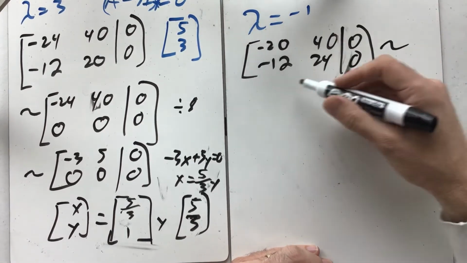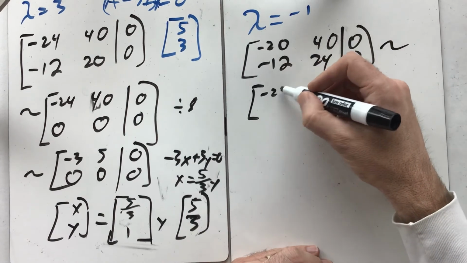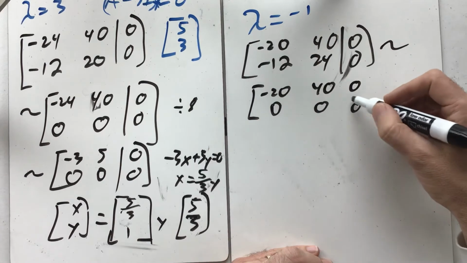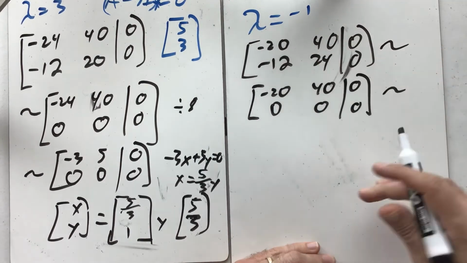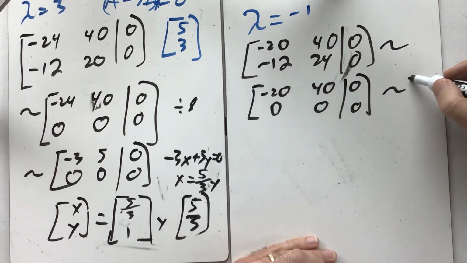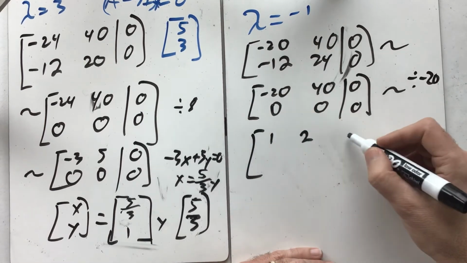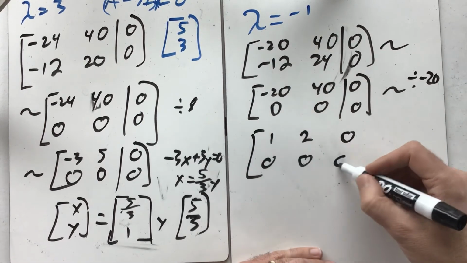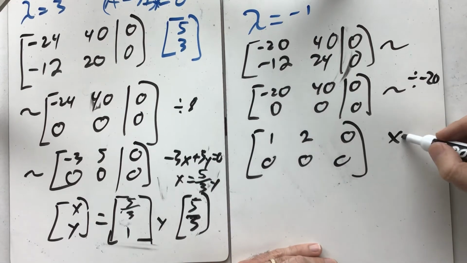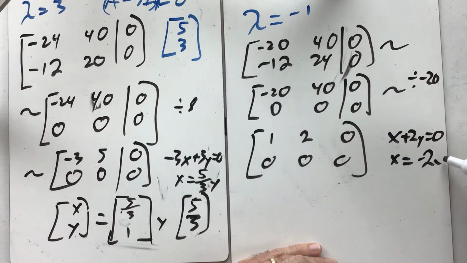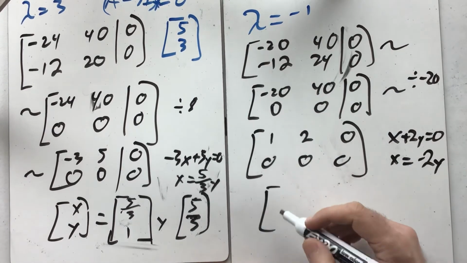And then we'll row reduce, and then notice that second row just becomes zeros. I'm getting a little tired of writing that, so maybe pretty soon I'll just stop writing it altogether. Now what I'll do, let's divide by -20 and get ourselves 1, 2, 0, 0, 0, and 0. And so now we see x plus 2y equals 0, or importantly, x equals -2y. So this gives me our solution here.